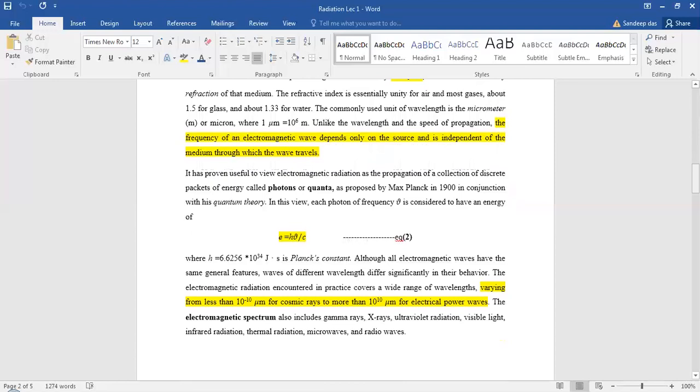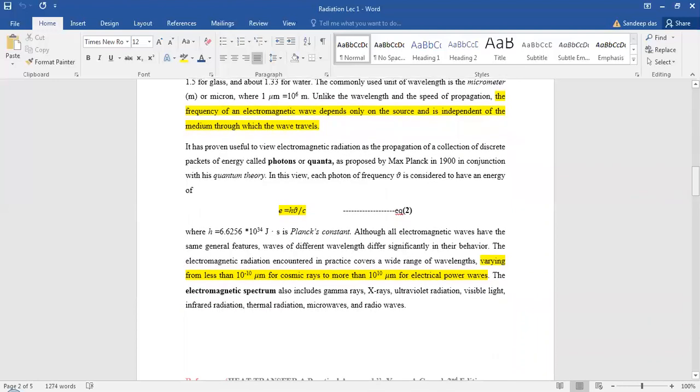Next, the energy that lies in an electromagnetic radiation. Electromagnetic radiations, as defined by Max Planck, are said to be a collection of discrete packets of energy, which are called photons. And each photon has an energy E equal to h nu, or h c upon lambda, where h is Planck's constant and c is the velocity of light.